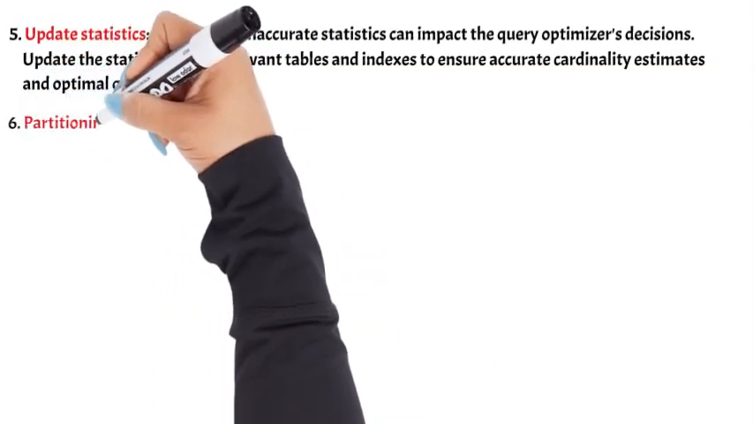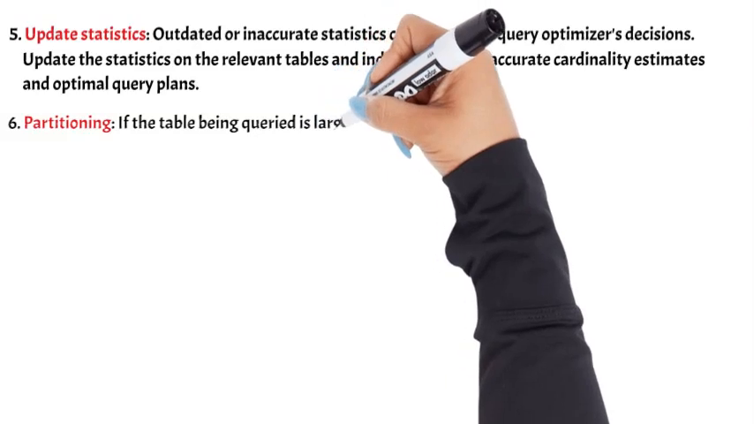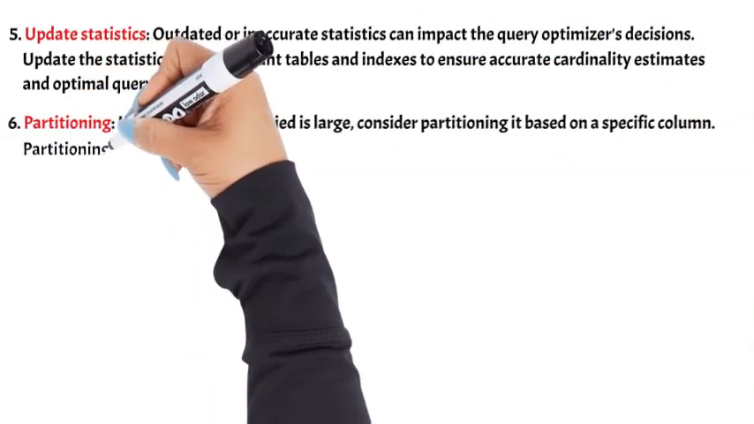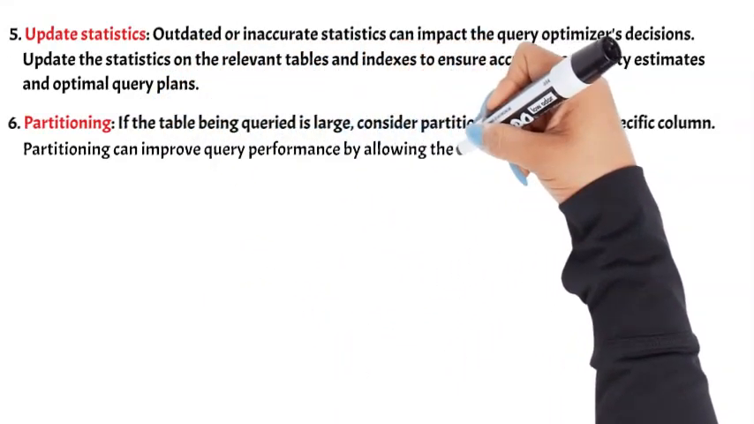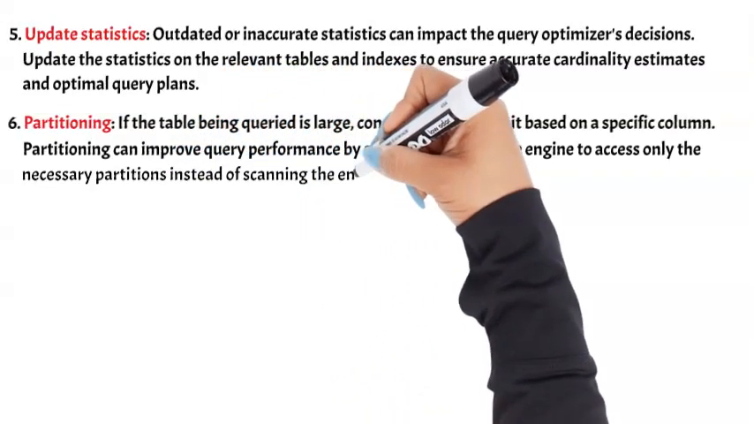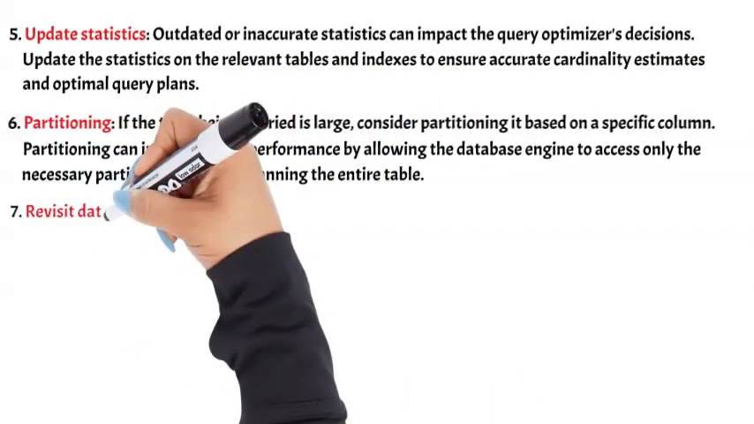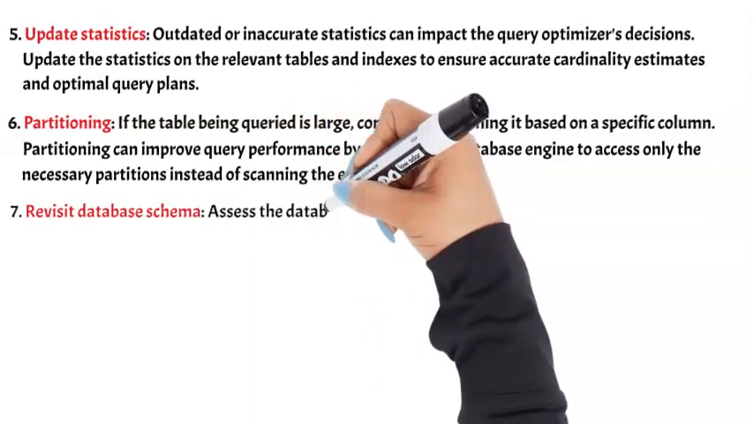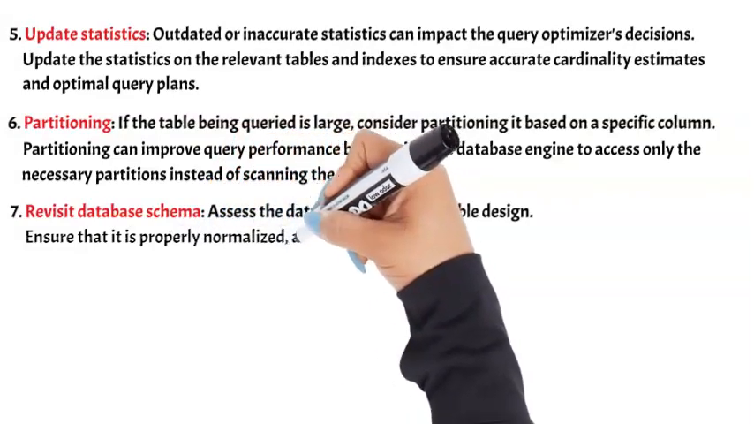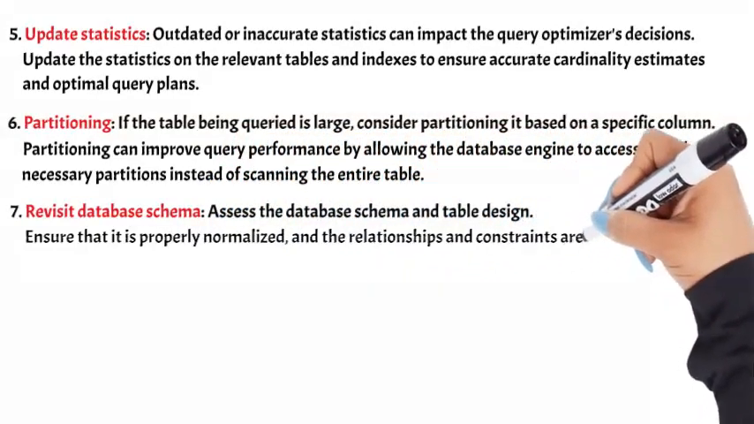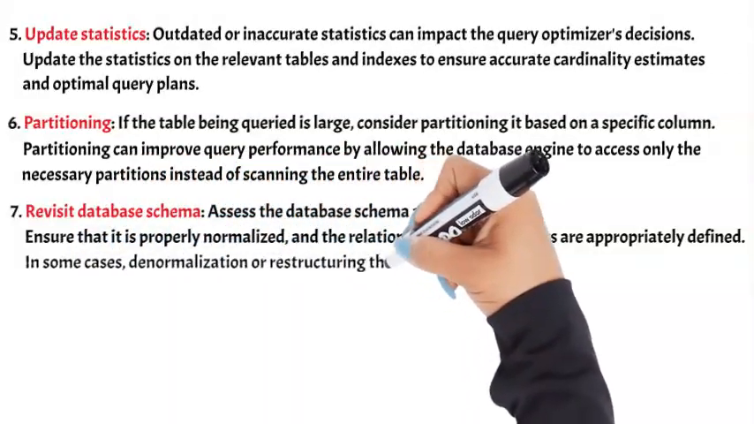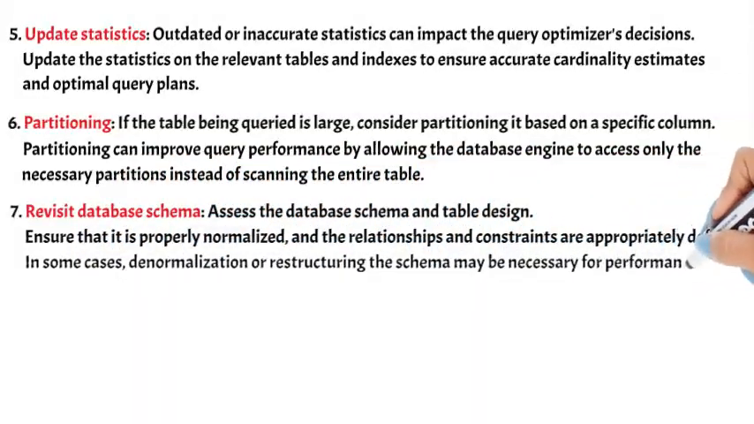6. Partitioning. If the table being queried is large, consider partitioning it based on a specific column. Partitioning can improve query performance by allowing the database engine to access only the necessary partitions instead of scanning the entire table. 7. Revisit database schema. Assess the database schema and table design. Ensure that it is properly normalized and the relationships and constraints are appropriately defined. In some cases, denormalization or restructuring the schema may be necessary for performance improvements.